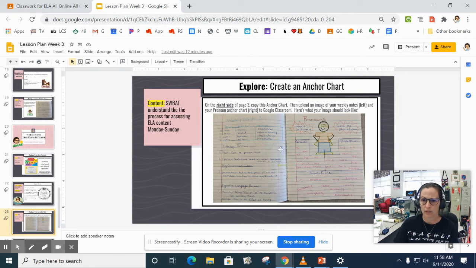You are going to be creating this anchor chart, which is pronouns. So this is a completed page in your ISN. These are the notes that you just took. This is the pronouns. And you're going to upload this image to Google Classroom for me to see. I need to know that you're taking these notes. I need to know you're preparing for your quizzes.